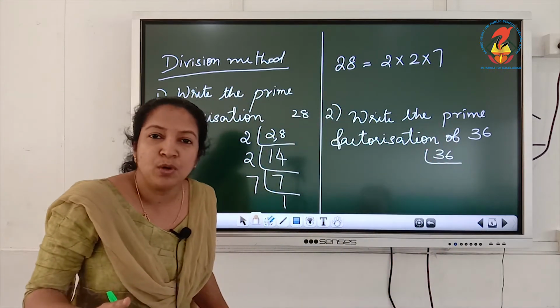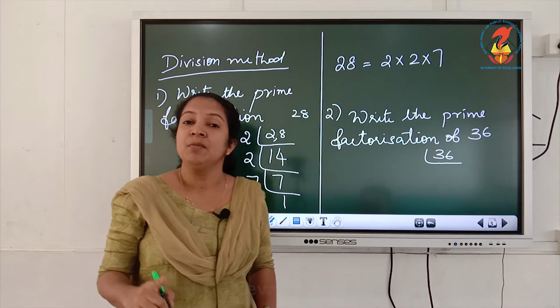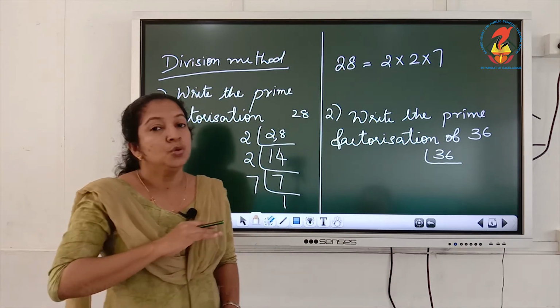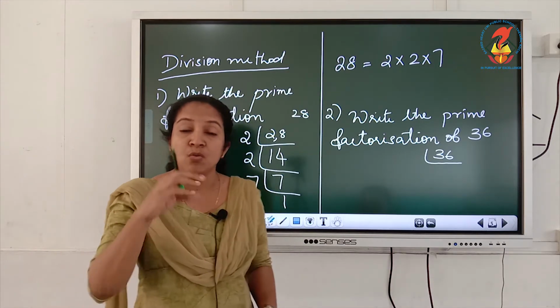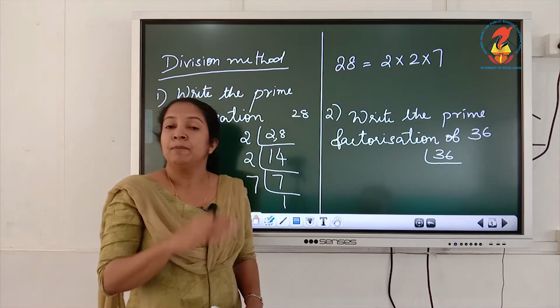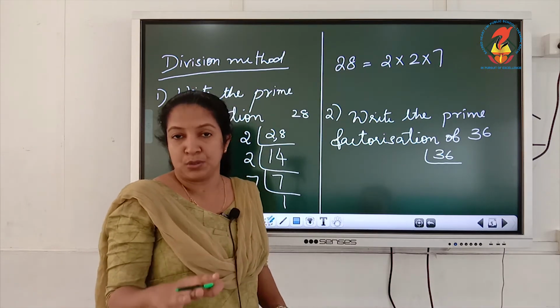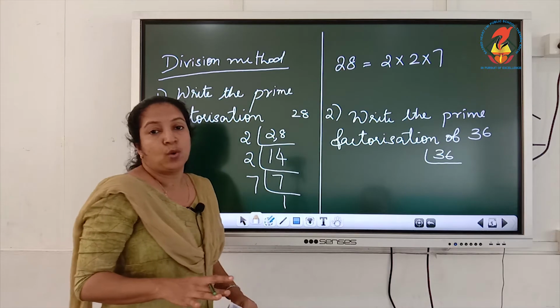We are not writing 1 because 1 is neither prime nor composite. Here we can use only the prime number. 1 is a factor of this number, but it is not a prime number, so we can't use this. So we are not writing 1.